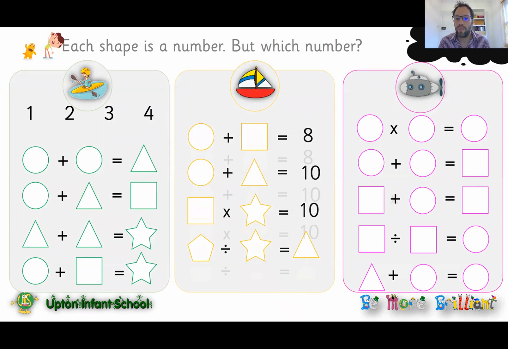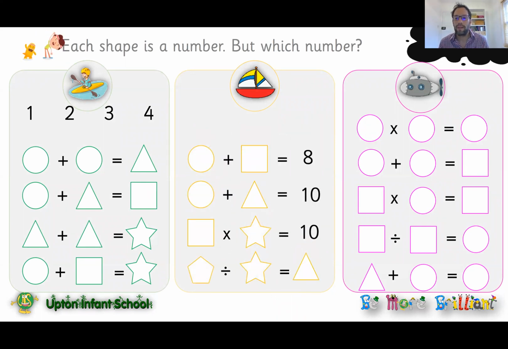Okay, how did you get on with that one? Well, let's see if we can find the answers. Okay, let's start on our green challenge. So we know we can only use the numbers 1, 2, 3, or 4. Well, let's use that trial and error. What happens if I put the number 1 in the circle? So 1 in that circle. If I put 1 in there, all of the other circles have got to have 1 in them.